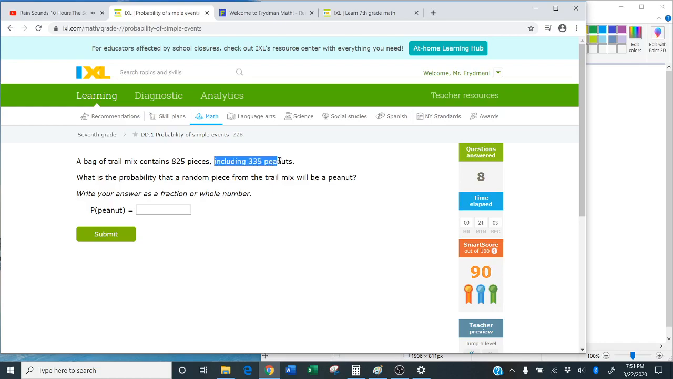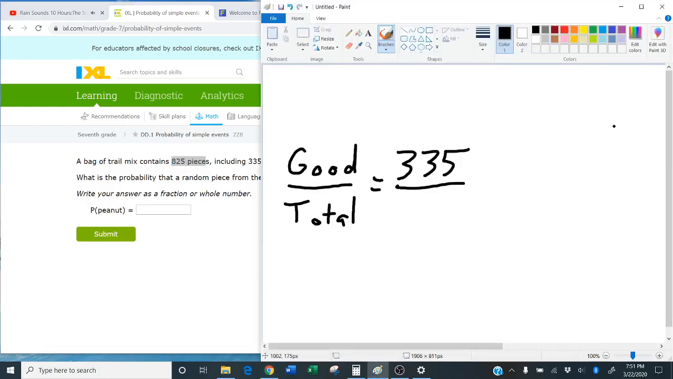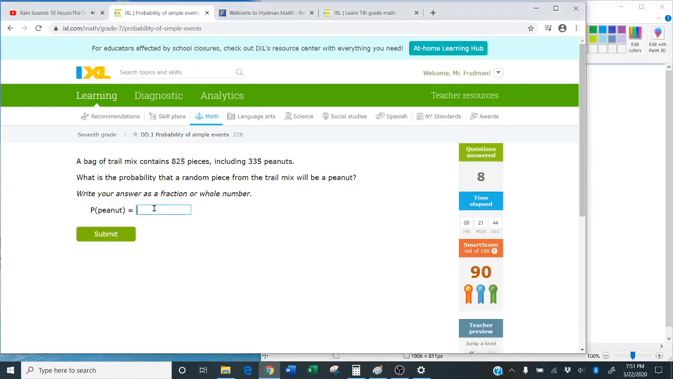including 335 peanuts. In other words, this number 335 is already included in this number 825. So this number and this number are not separate. The 335 is already in here. It has already been counted as part of the 825 pieces of nuts that were in the bag of trail mix. Okay, so we don't have to add everything up. So that means our total is simply the 825 pieces of trail mix.